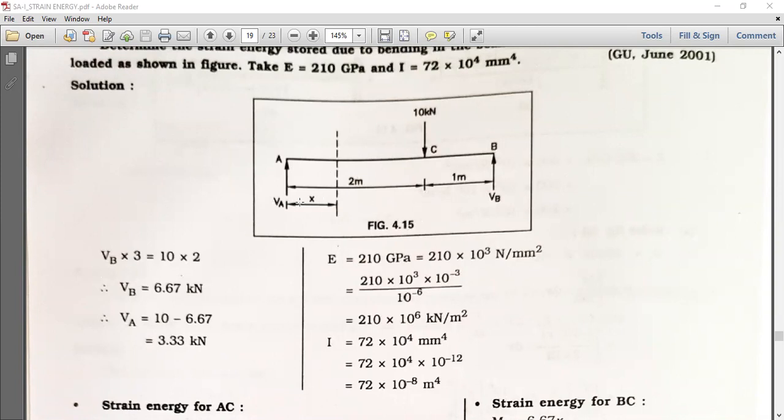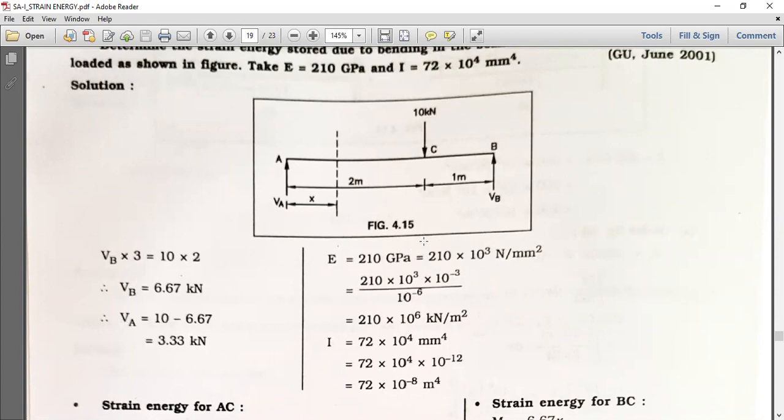VB into 3 is equal to 10 into 2. That's why VB is equal to 6.67 kilonewton. Now VA is equal to total load minus VB. That's why we get VA is equal to 3.33 kilonewton.